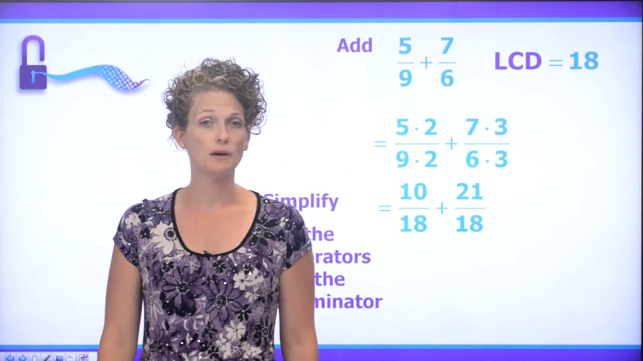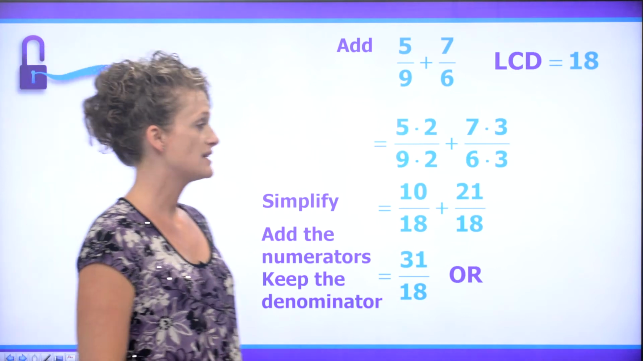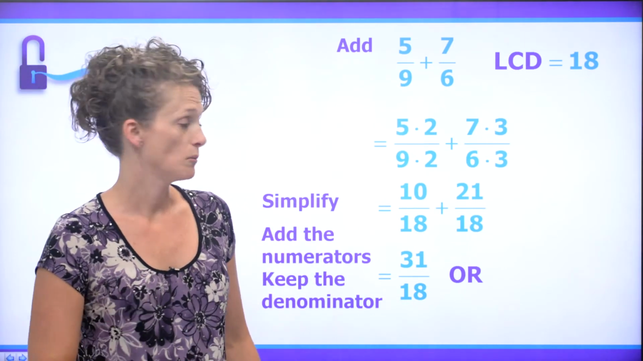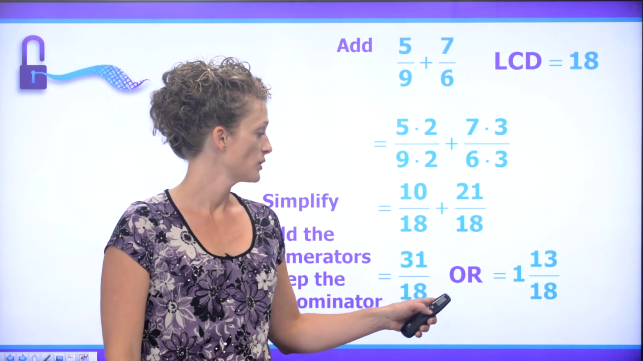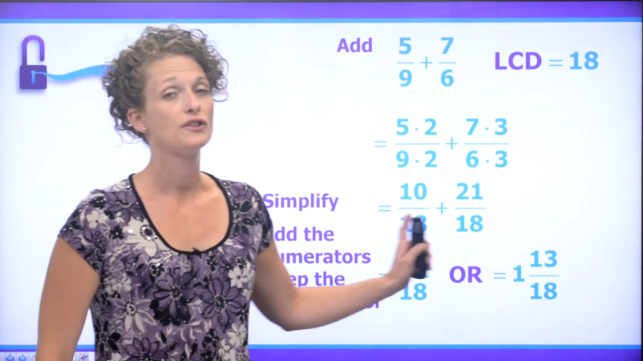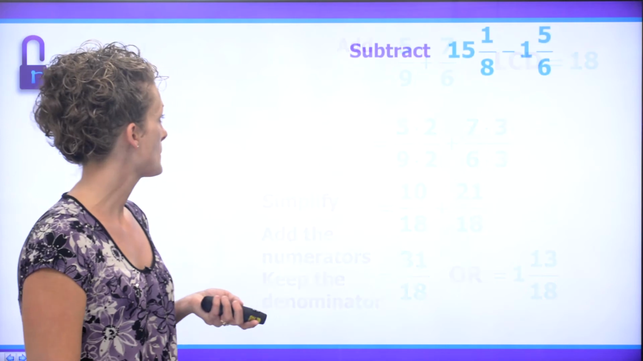And so we keep the denominator, we add the numerators, and we get 31 over 18. Or we can change that into a mixed number. And as we know, a mixed number, 18 will go into 31 one time with 13 left over, so it's 1 and 13 over 18.